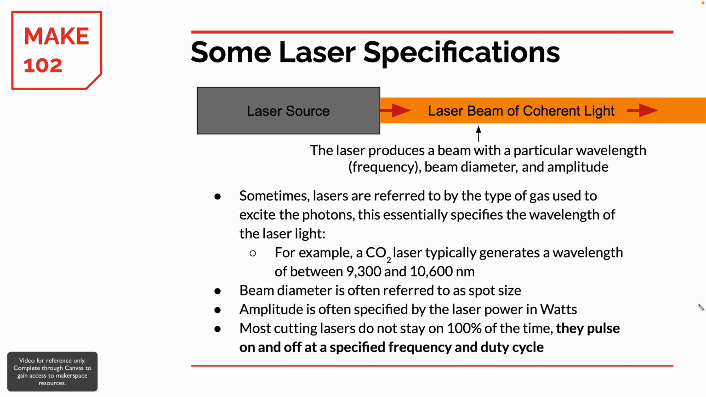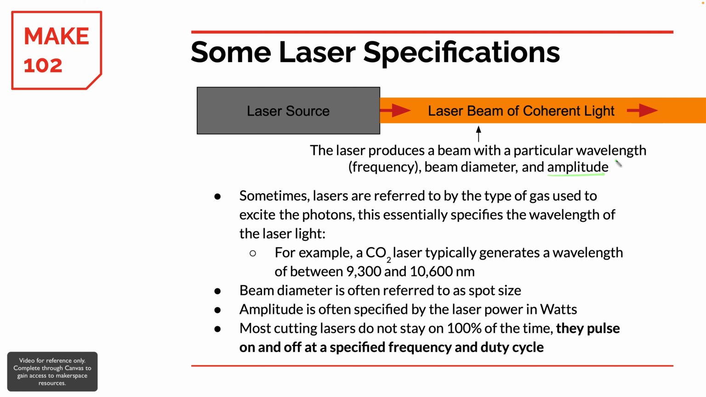So now let's look at how we characterize a laser. If we have a laser source, and that source is producing a beam of laser energy, that beam will have a particular wavelength. We could also denote that with frequency. It'll have a particular diameter. How big is the diameter of the beam coming out of the laser? It'll have a particular amplitude, and the amplitude also indicates the power of the laser.